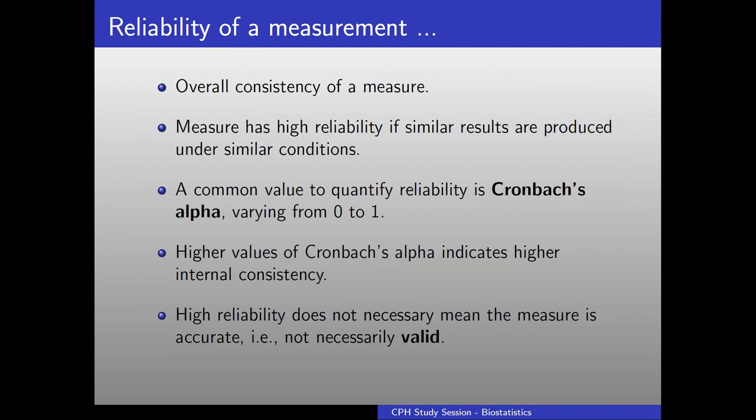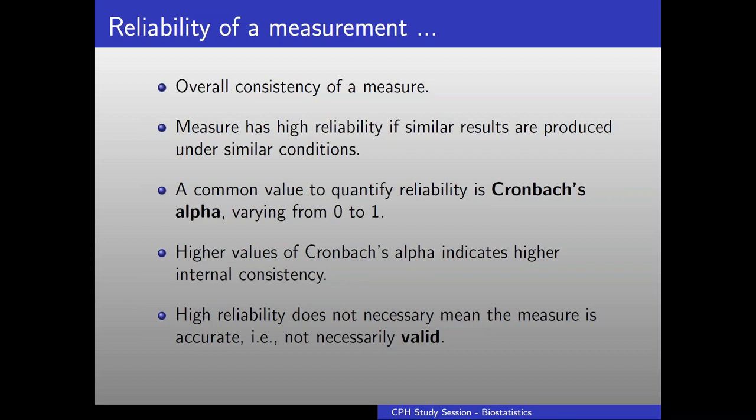Okay, so we talked a little bit about reliability and validity, but just formally. Reliability of a measurement is the overall consistency of a measure. A measure has high reliability if similar results are produced under similar conditions. A common value to quantify reliability is Cronbach's alpha. This Cronbach's alpha has nothing to do with the significance level alpha. That's just what it's called. Cronbach's alpha varies between 0 and 1. Higher values of Cronbach's alpha indicate higher internal consistency.